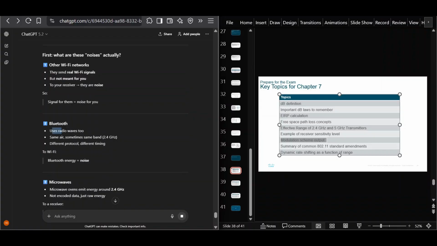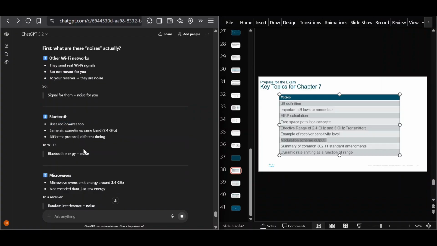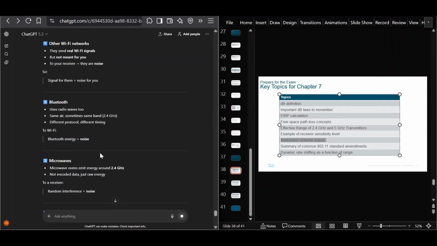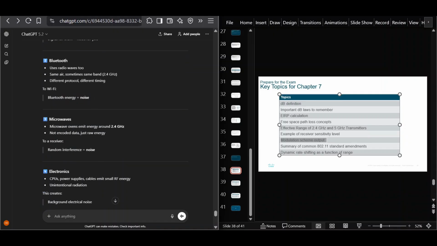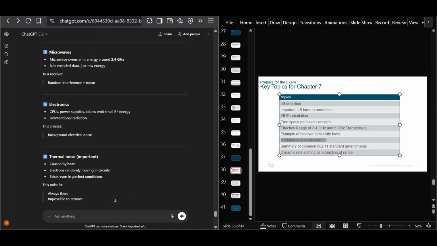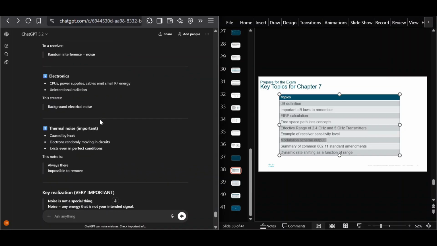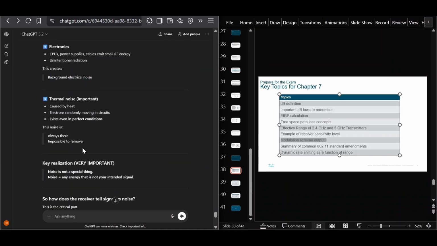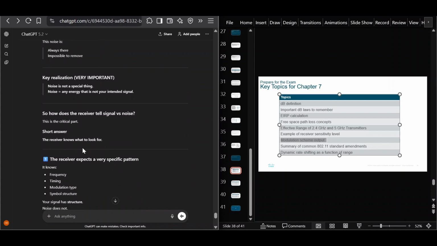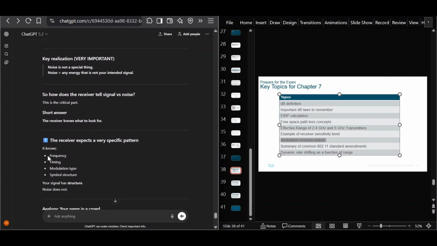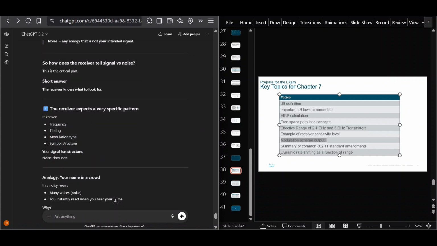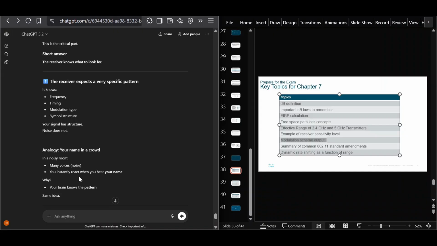Bluetooth radios use the same air, sometimes with different timing. Bluetooth energy, a microwave oven. Not only that, even a running CPU emits small RF, and there is additional radio background electrical noise. Thermal noise causes bias. So how does the receiver know what to look for? Frequency, timing, modulation, and symbol structure. Your signal has a structure, noise does not.